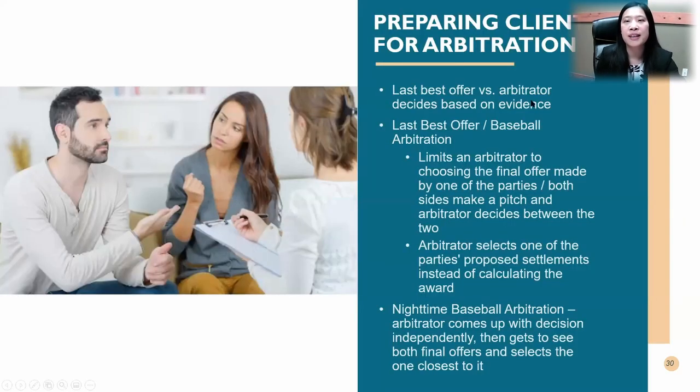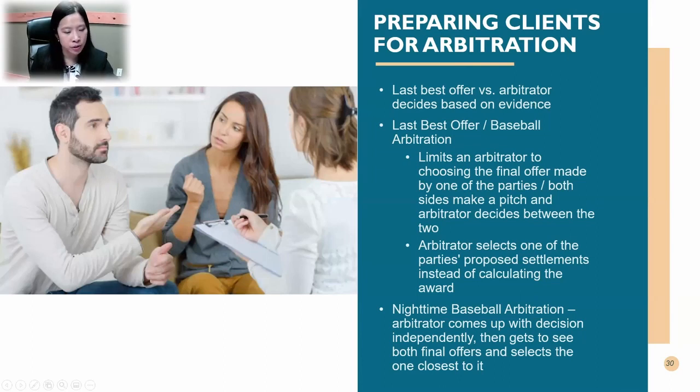In terms of specifically preparing clients for arbitration, there are other interesting things in an arbitration. Sometimes you can get the arbitrator just to decide based on the evidence, meaning the arbitrator could pick spousal support amounts that are $1, that are $5,000. It's up to the arbitrator, based on the evidence, to pick the number.